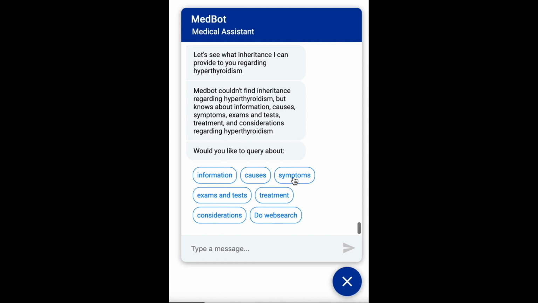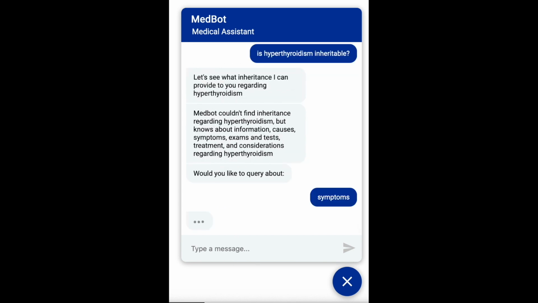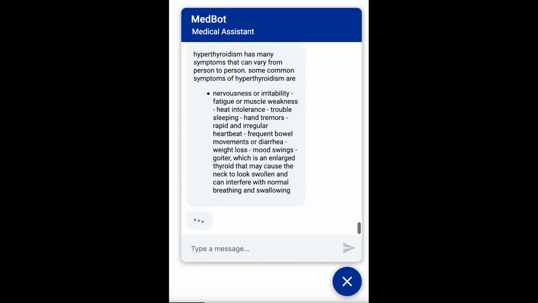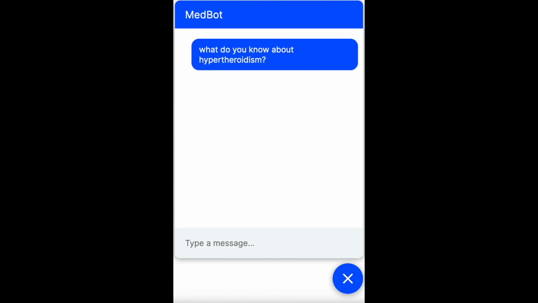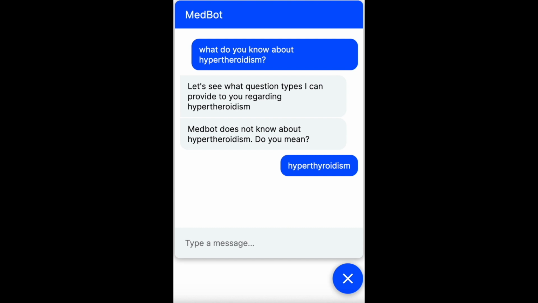In this case, the user decides to continue his line of questioning by asking about symptoms. MedBot also tries to clarify the conversation, say, if the user misspells. Here we see the user misspelling hyperthyroidism. MedBot will provide some suggestions, and the user can continue his line of questioning.